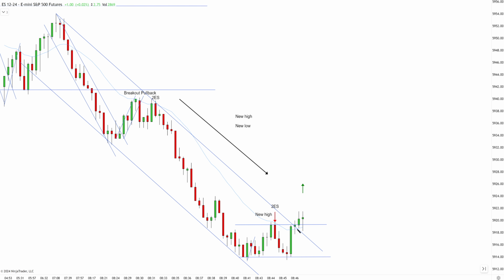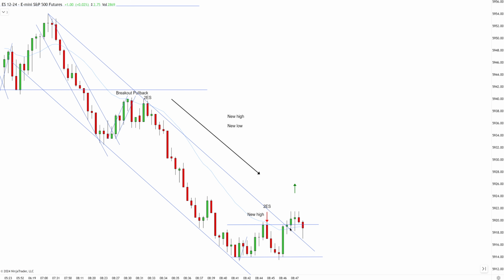First entry short because we broke below this bar low. Can I get a second entry short? No, because we didn't have a break above this bar high. So the first entry short, if you're going to place your stop loss, you can see is still in play. So there is no pullback. First entry short was not stopped. So there's no second entry short just yet, so I can't really take it.